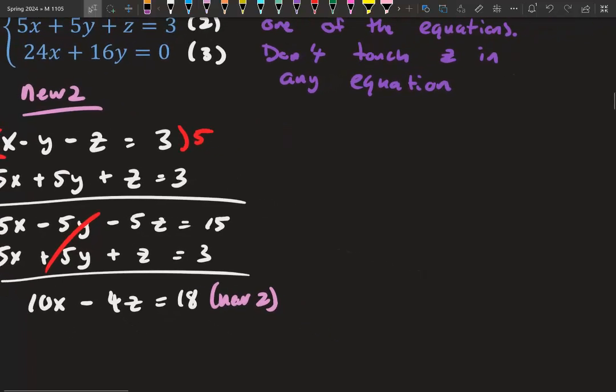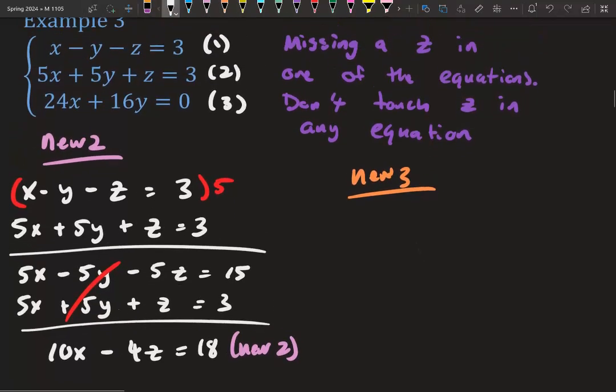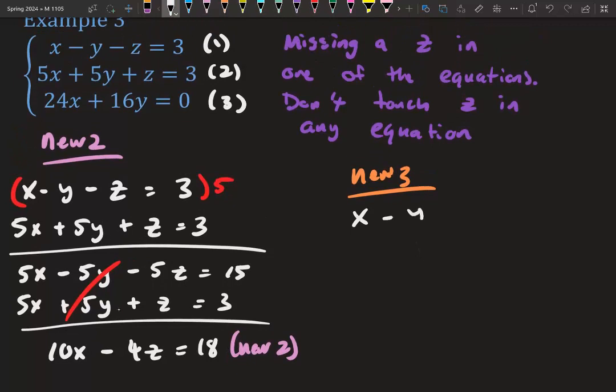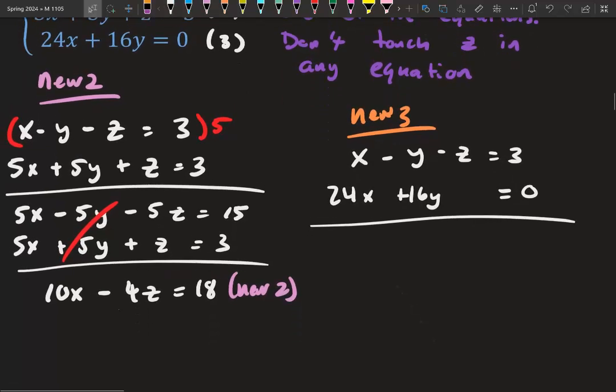Now we need to find new 3. Alright, for new 2, we got rid of y. That means in new 3, we must get rid of y. So we have x minus y minus z equals 3, and 24x plus 16y equals 0. Alright, we gotta get rid of y. That is the must, so luckily they're already opposite signs. We just need to be the same number, so we're going to multiply the top by 16.